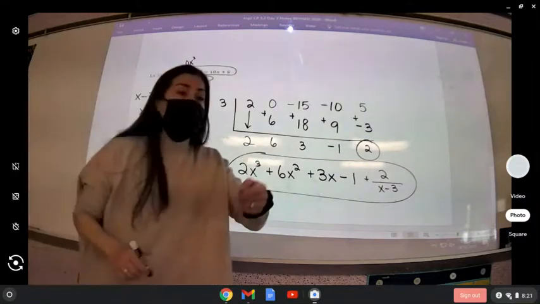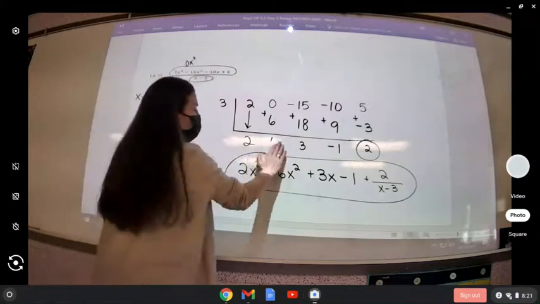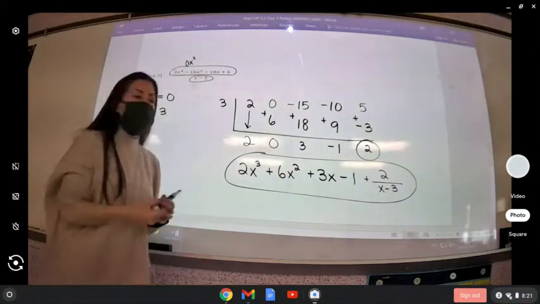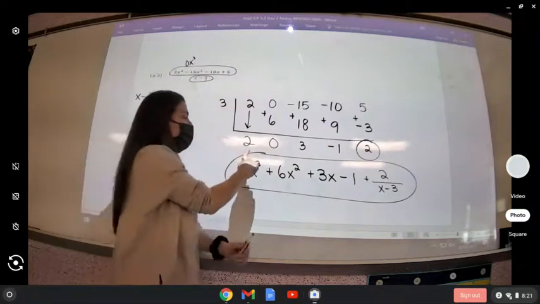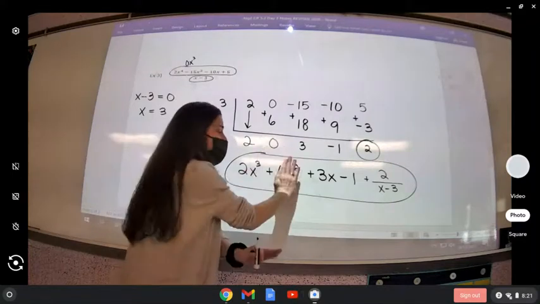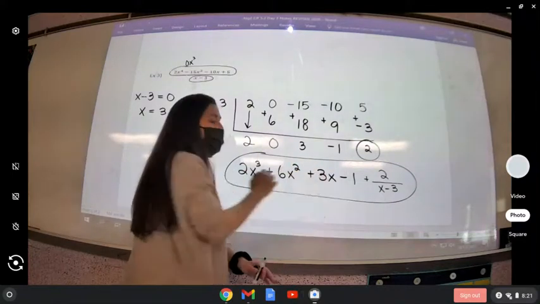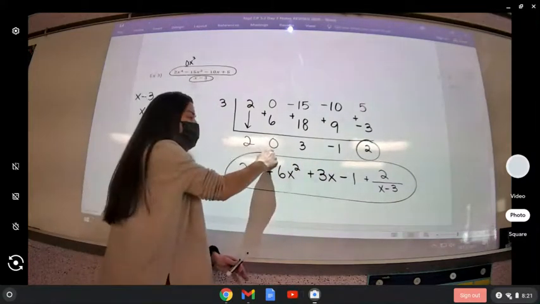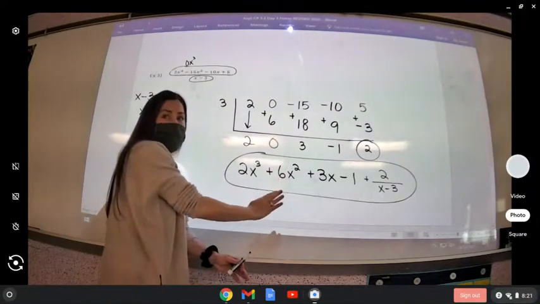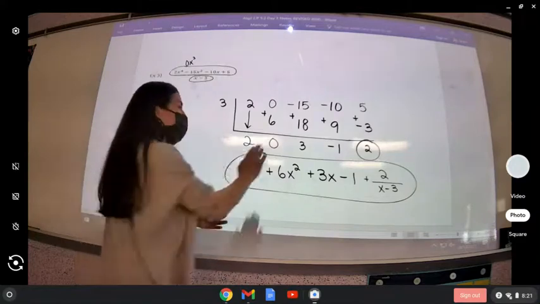Now, guys, with synthetic, sometimes, let's just pretend maybe you added and you got 0, right? Well, then what happens is, this one starts with an x to the 3rd. So it would be 2x to the 3rd, 0x squared, and then plus 3x minus 1. So sometimes you'll get a 0 here. It just means that whatever term that is, there isn't one in the answer, okay? And that's fine.